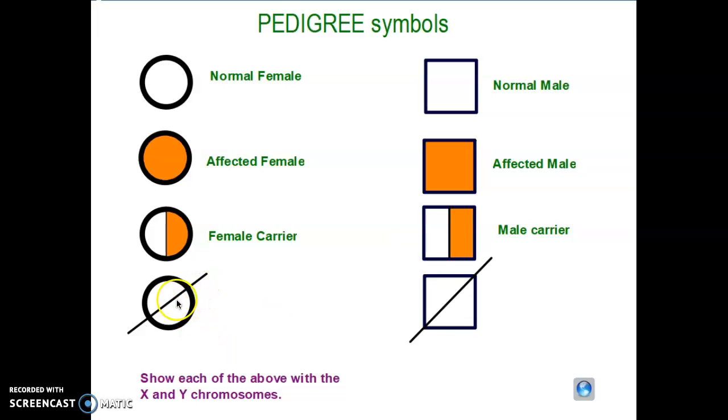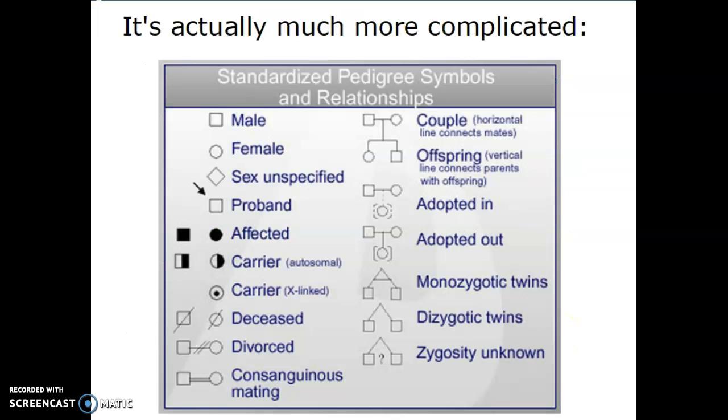And then they put a line through these. That means that that family member is deceased, because obviously they're still in your family tree, they're still in your pedigree if they're no longer with us. And a lot of times these are important to be in there, especially if it's a genetic disorder that they died from.